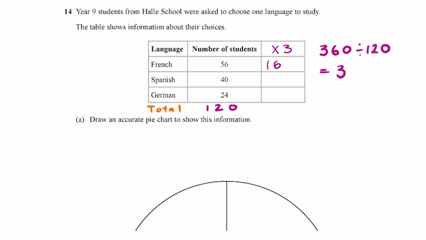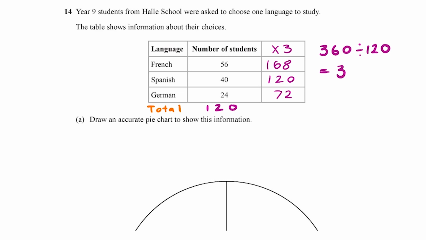So that group, the French students, get 168 degrees of the circle. The second group, the Spanish, there were 40 of them, each of them getting 3 degrees. So 40 times 3 is 120. And then the final group, the German students, there were 24 of them. Each student gets 3 degrees, so 24 times 3, and that's 72.